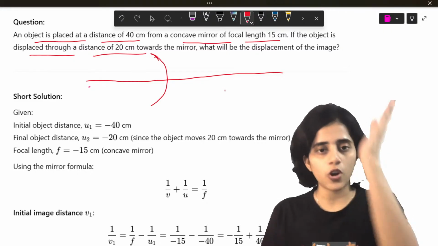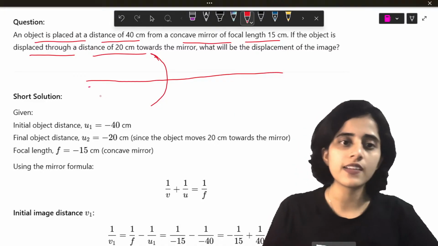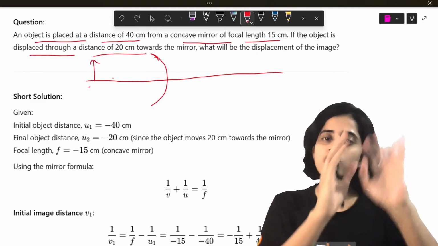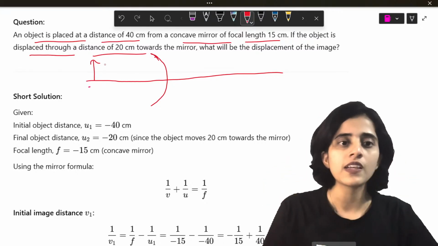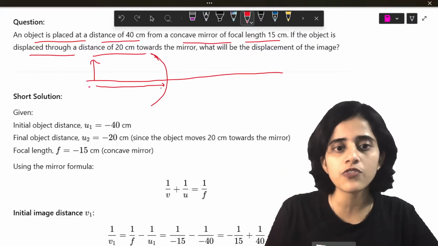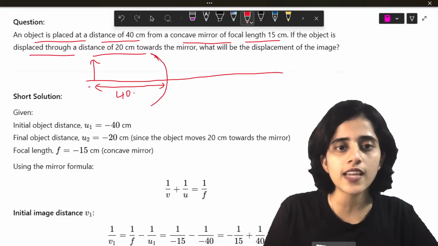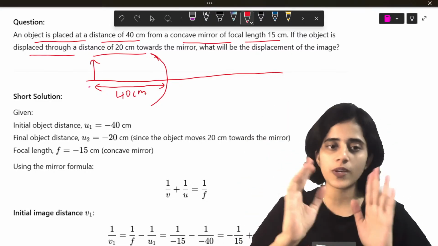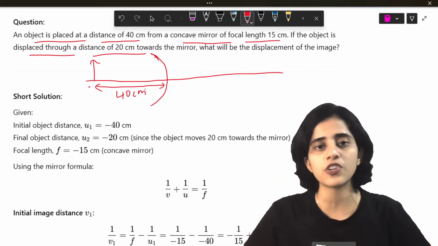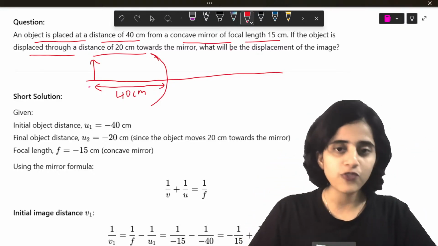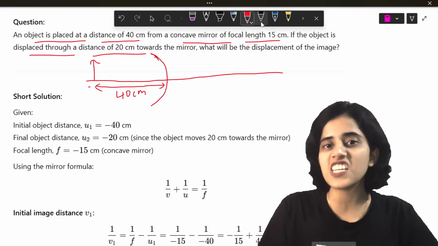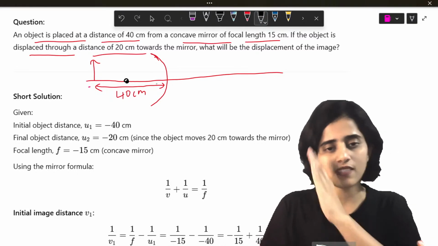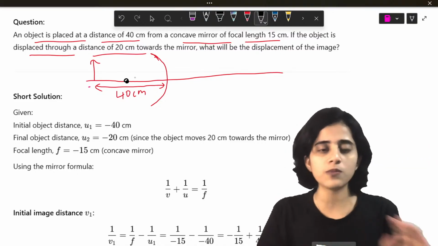Okay, concave mirror, principal axis. I have an object. It could be anything. You could also be standing there. Any object. It is placed at a distance of 40 centimeter from the mirror. It's given to you in the question. It's placed 40 centimeter in front of the mirror. The focal length is 15 centimeters. So the focal length is somewhere in front of the object.